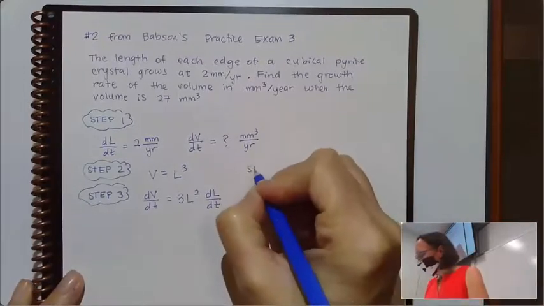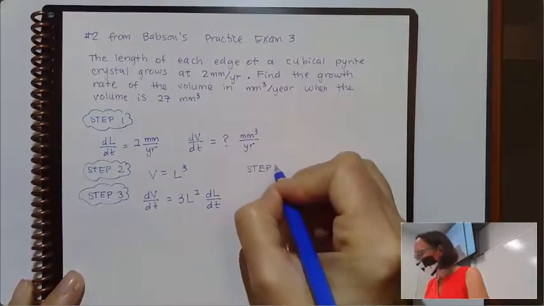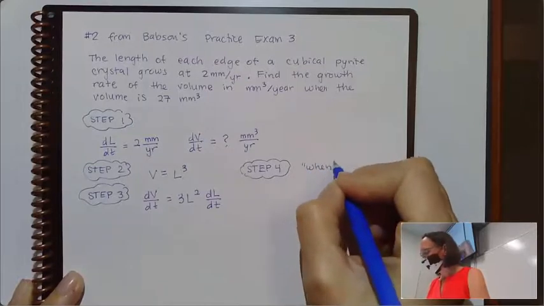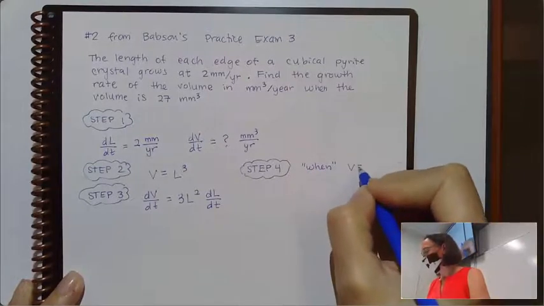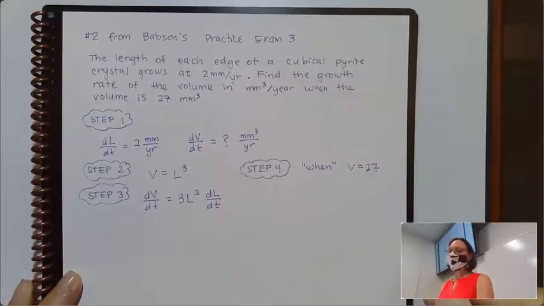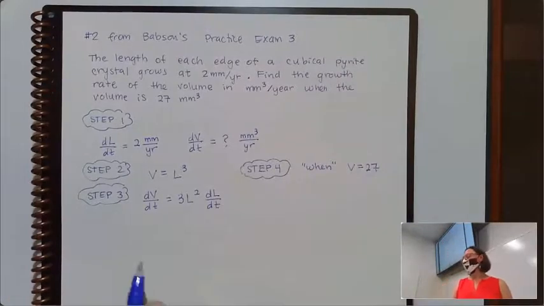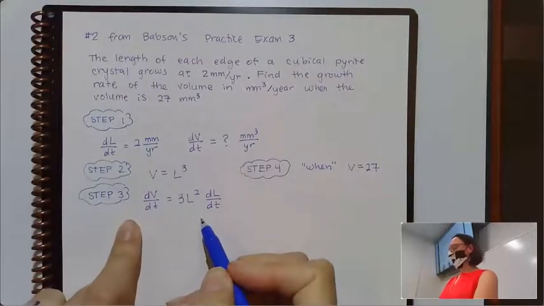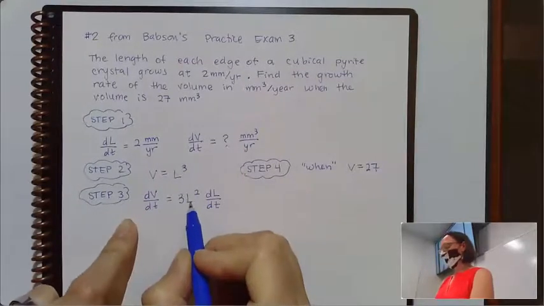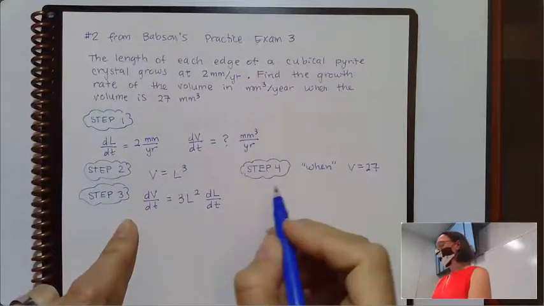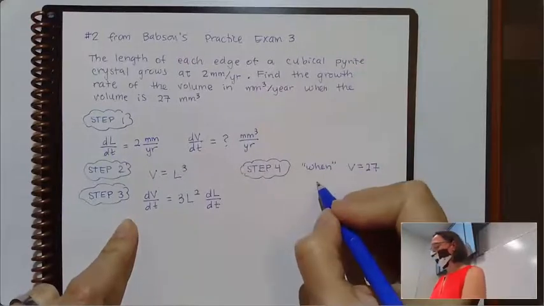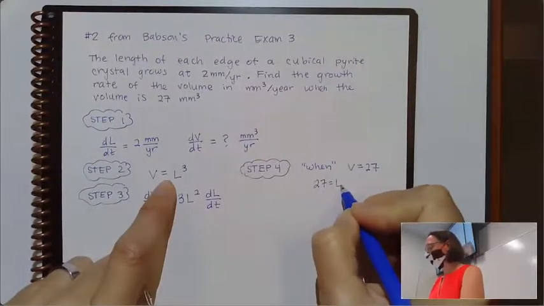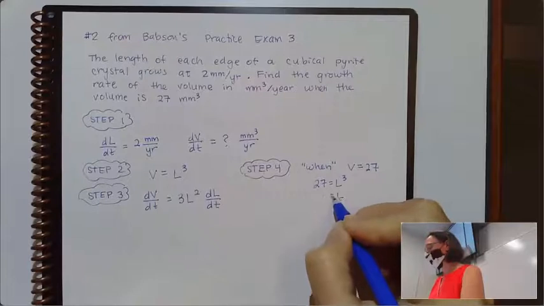Step 4 is to plug in the when. And in this case, our when was that the volume is 27. But we actually don't have anywhere to plug in volume directly into our equation. What we do need to figure out is the length. So if I take that volume of 27 and I plug it into our original equation, I'd have 27 is equal to L cubed, which means my length is 3.